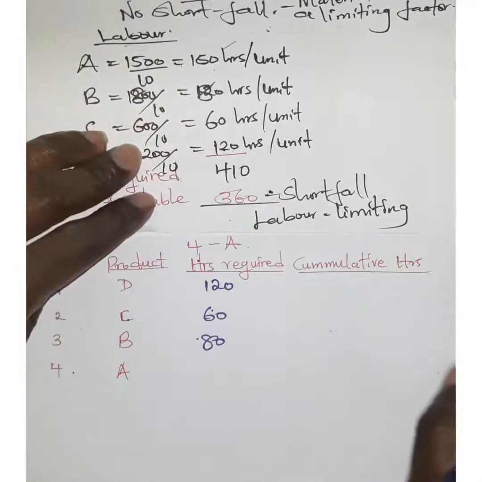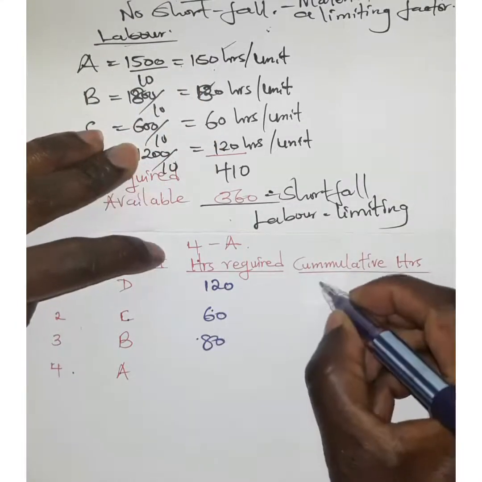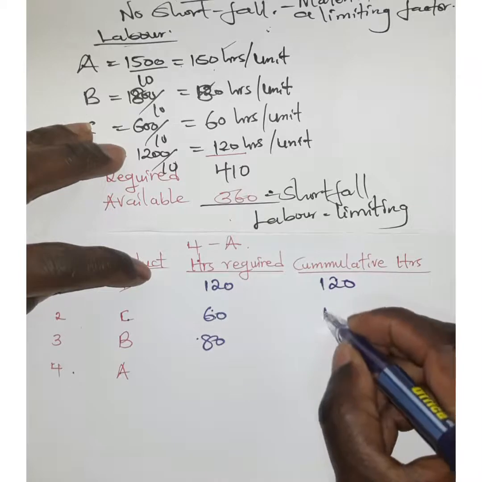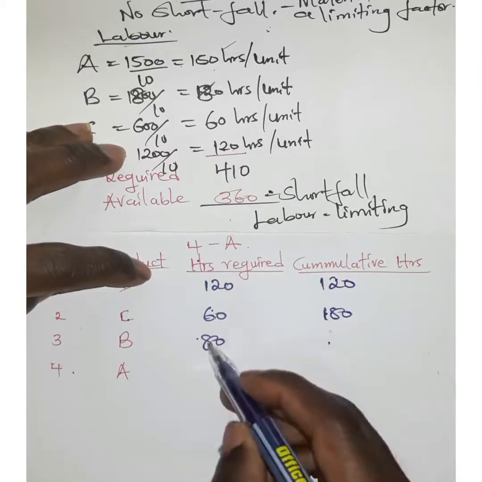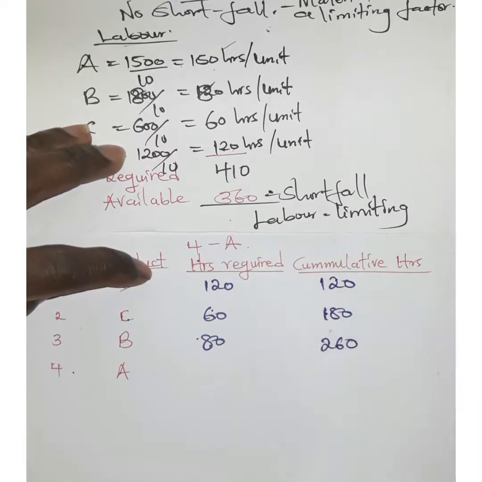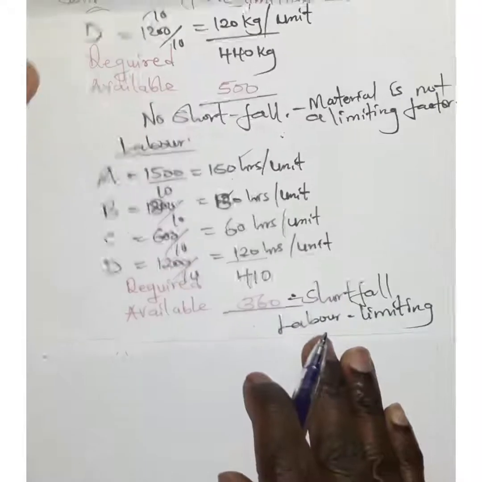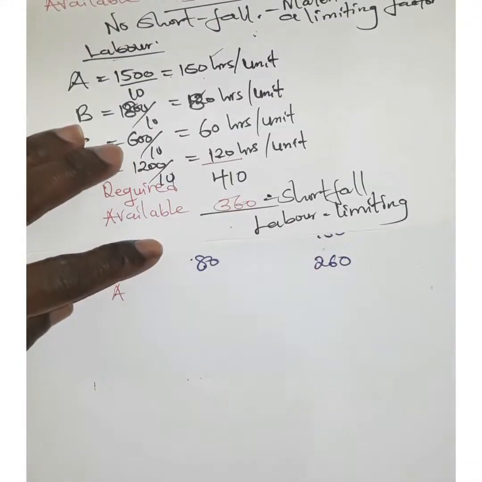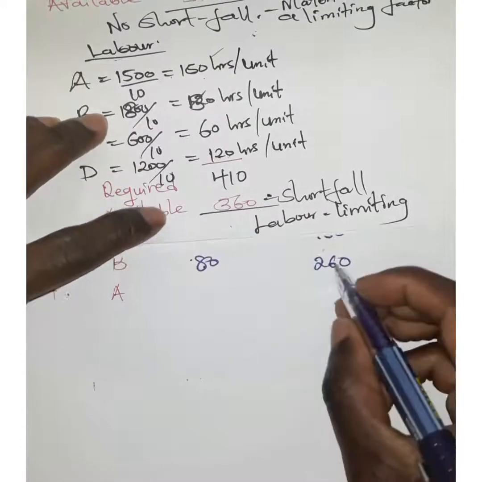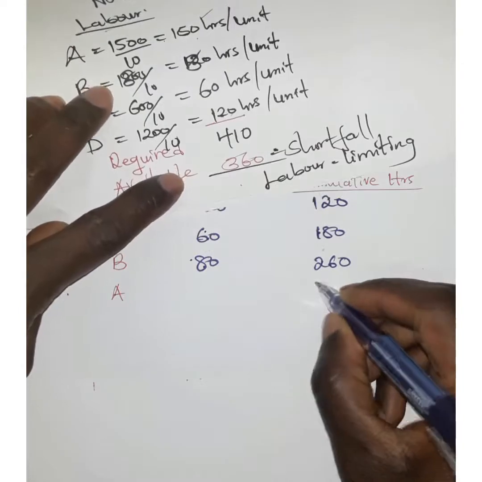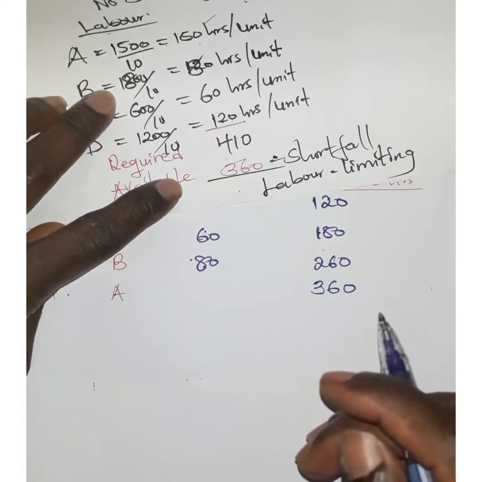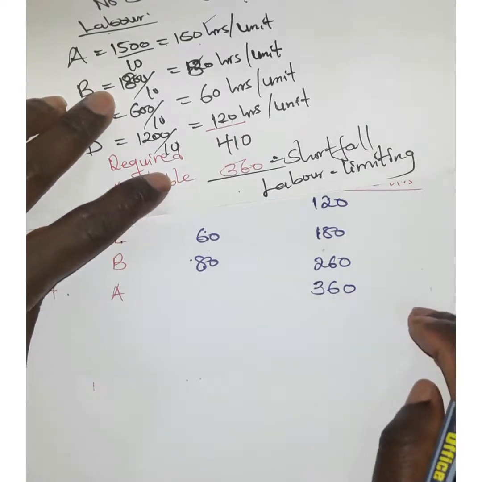Cumulative simply means we add the values the way they are. The first is 120. Next value here should be 120 plus 60, which is 180. Next here should be 180 plus 80, which gives us 260. And then the next one, because our hours in this company should not exceed 360, our next cumulative hours should be 360. That is the maximum that we should allocate in this particular working.